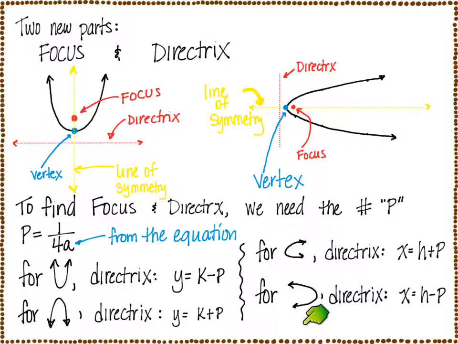Over here, these are x equals parabolas. The equation for them would say x equals a times the quantity y minus k, quantity squared, plus h. Well, here the directrix is going to be x equals h plus p and x equals h minus p. Again, it depends on the opening, whether it's up or down or left or right, what we add or subtract the p to.